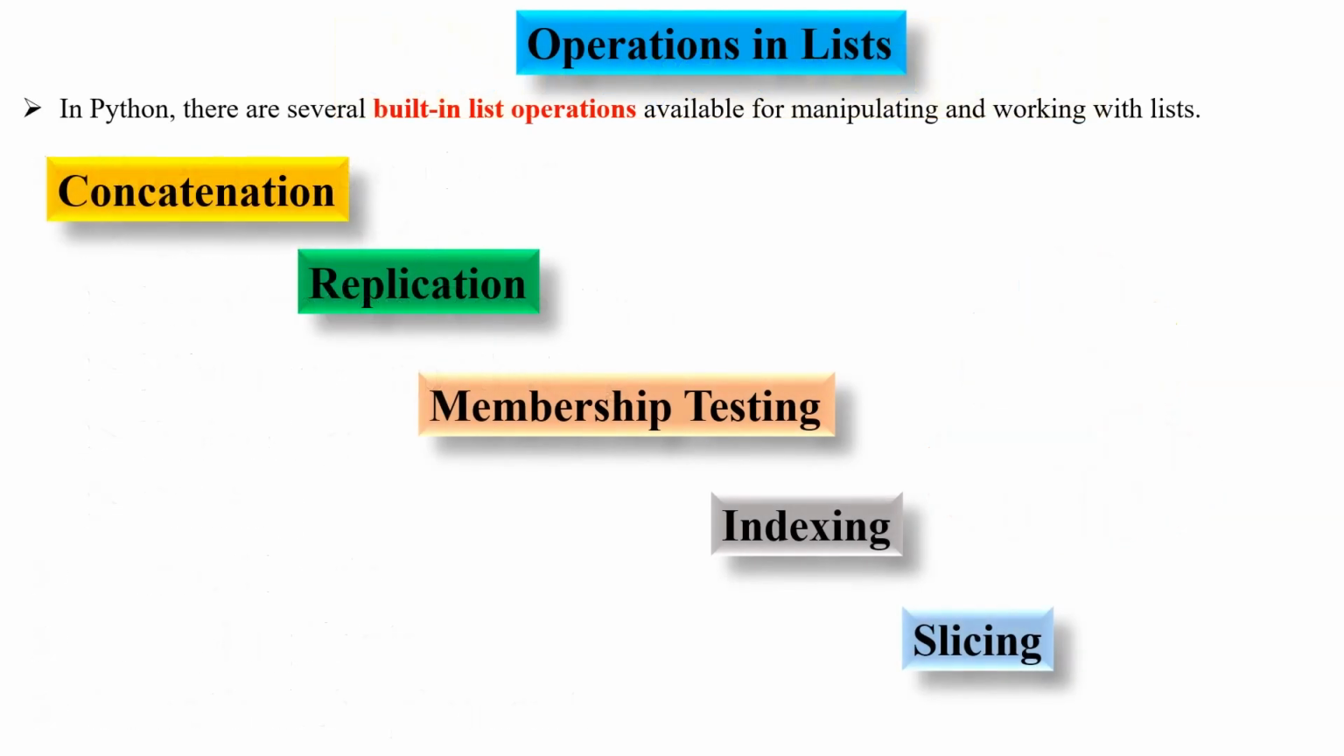In Python, there are several built-in list operations available for manipulating and working with lists. Here are some commonly used list operations: concatenation, replication, membership testing, indexing and slicing. Let's see them one by one in detail.